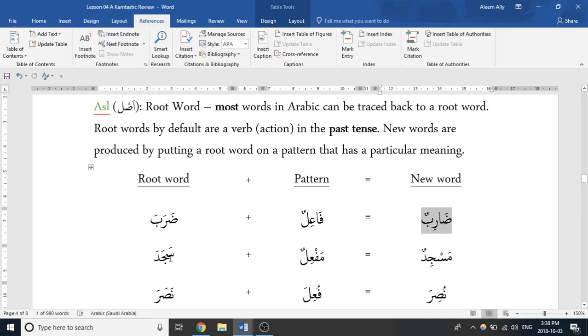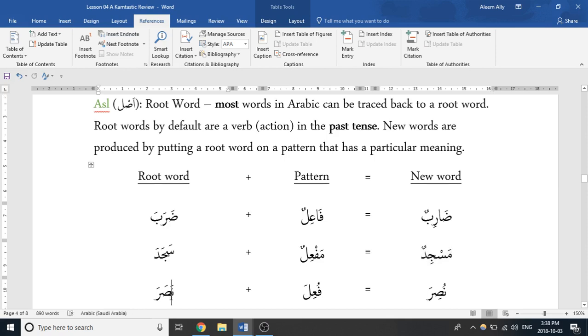Let's look at the word sajada, which means he prostrates. If we put it on the pattern of maf'ilun, which takes an action and turns it into a place in which that action is done, we get masjid, which is a place in which somebody goes to prostrate.